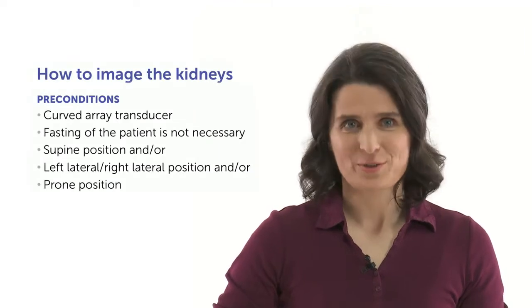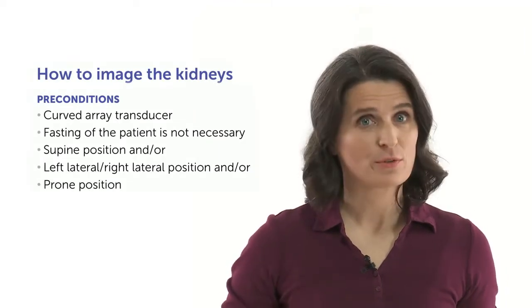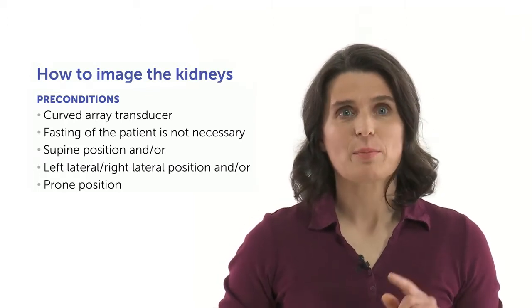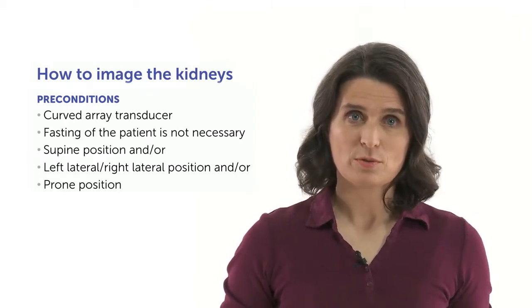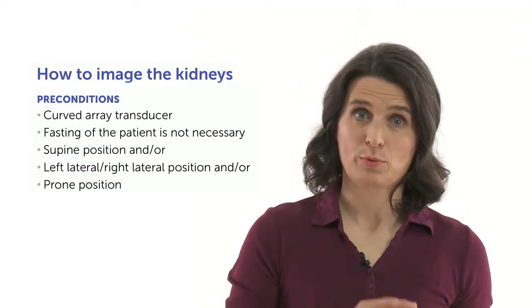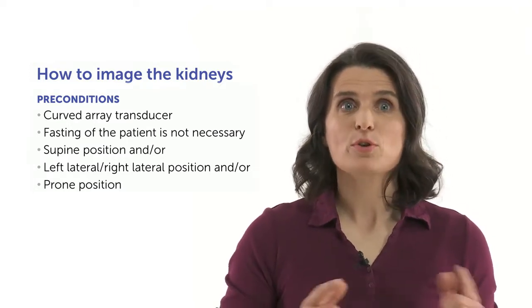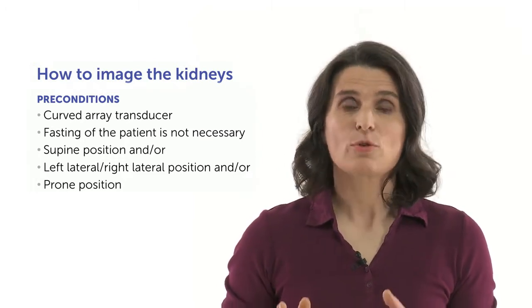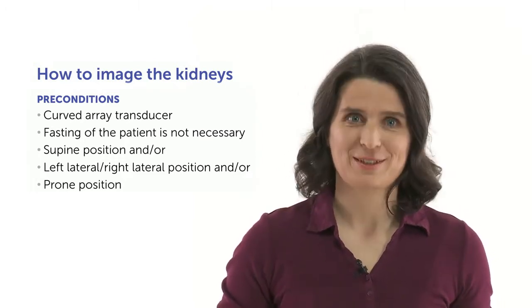For scanning the kidneys, we need again our curved array transducer. Fasting of the patient is not necessary. And we can examine the patient either in a supine position for both kidneys or also in a prone position. But most often we use a left lateral position for the right kidney and a right lateral position for the left kidney.